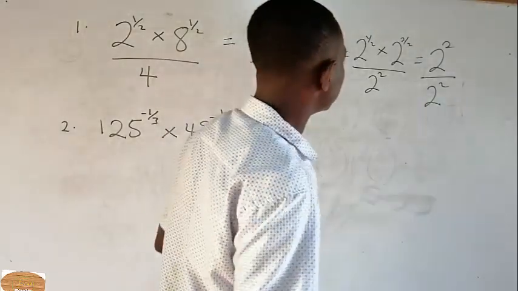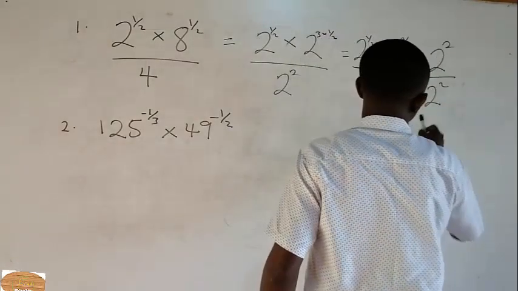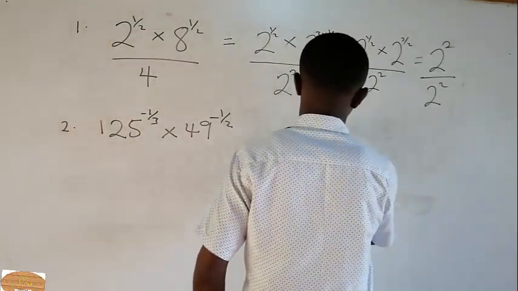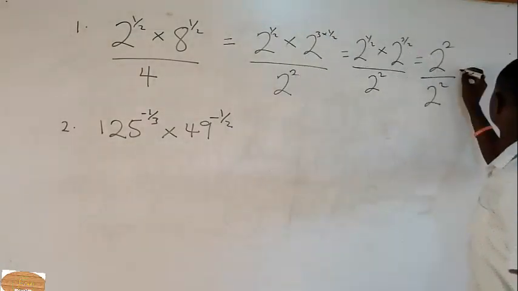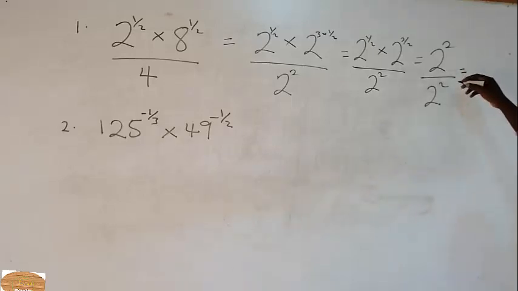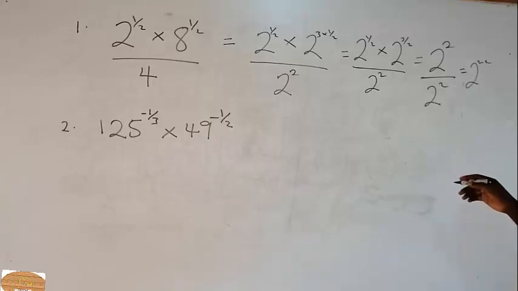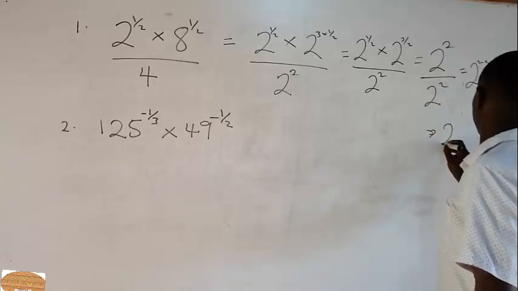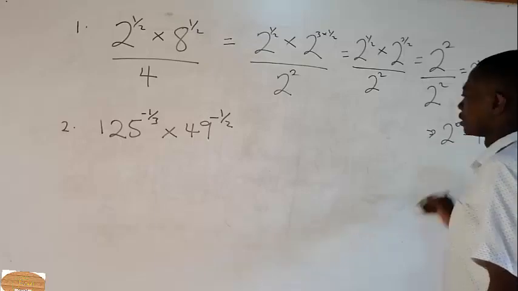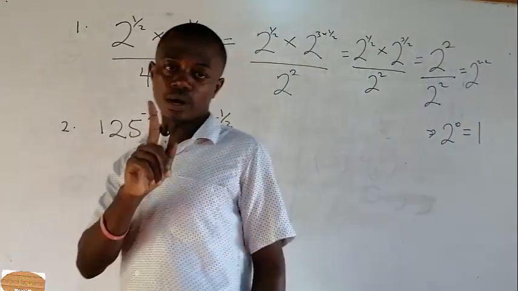Or you can say this one is division, so you can perform the law: this one is division, so I'll subtract. So 2 to the power 2 minus 2, which is what? 0. And any non-zero number to the power 0 is 1. So since this one is 2 to the power 0, which is 1, the answer is 1.